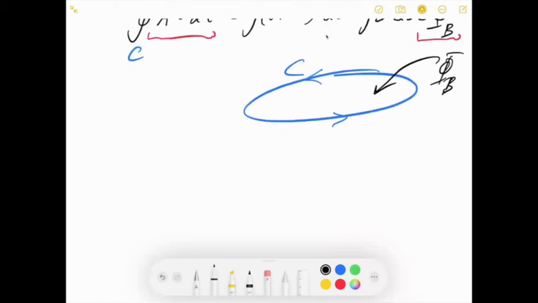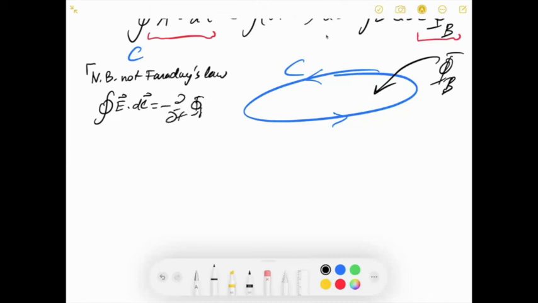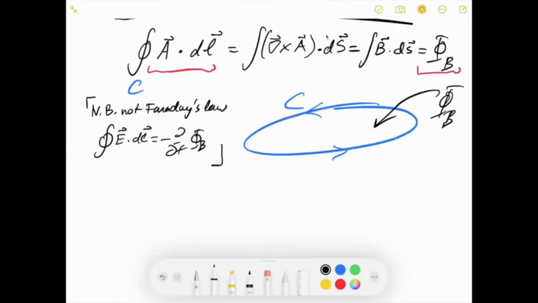So let me say: not Faraday's law, where we do the closed line integral of E dot dl, which is minus d/dt of phi B. So there's an extra derivative, but it might look similar because that E dl is also a closed line integral, and then there's a phi B on the right hand side. So we're not talking about Faraday's law, we're talking about something physically distinct.